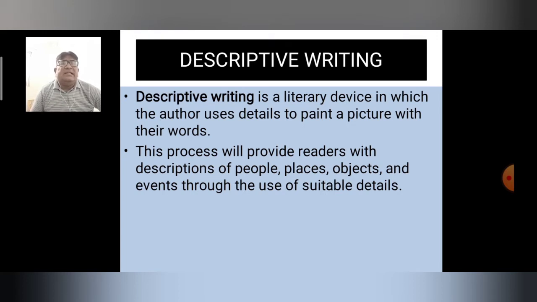Descriptive writing is a literary device in which the author uses details to paint a picture with their words. So, the author's work is to give more and more interest to the readers. To give interest to the readers, the author has to paint the picture of the whole descriptive writing and then decorate this writing with the words.